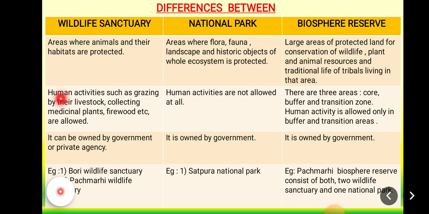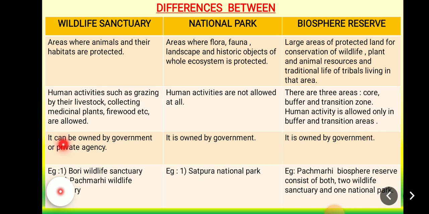In wildlife sanctuary, human activities such as grazing by the livestock, collecting the medicinal plants, firewood, etc. are allowed. Human activities are not allowed at all in the national parks, whereas in biosphere reserve there are three areas, that is core zone, buffer zone and the transition zone. Human activity is allowed in the buffer and the transition areas.